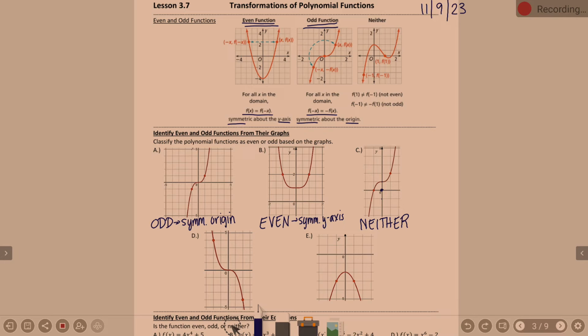D. Odd, because it goes through the origin. Is D centered at the origin? Yes, this one is. So this one is odd, symmetric about the origin.